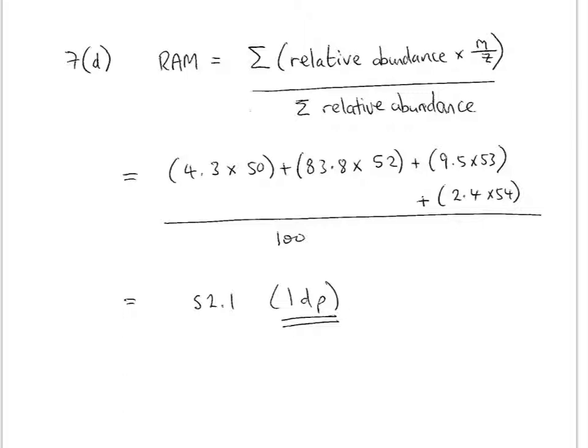RAM calculation, 10D, chromium, 4 peaks. Relative abundance times m over z divided by the total of the relative abundances. There are the calculations: 4.3 times 50, 83.8 times 52, 9.5 times 53, 2.4 times 54, divided by 100 gives 52.1 to 1 dp as asked for in the question.